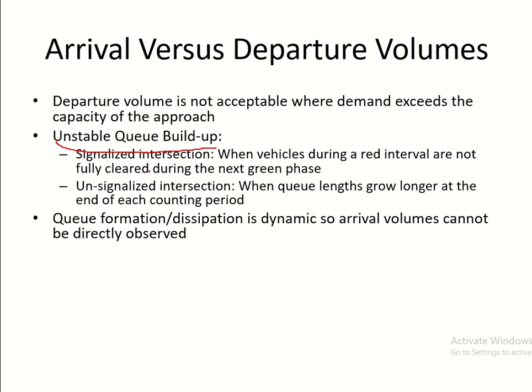Now the problem with arrival volume is that you are counting vehicles which are in the queue, but the queue itself is dynamic. The queue moves when the signal becomes green, for example, or when there are no vehicles from the other side on a roundabout, then the queue will move forward. So the vehicles which you are trying to count will move forward. And when the signal becomes red again, or when there are vehicles already passing through the intersection, the queue will not remain the same. It will increase. So now it is moving backward.